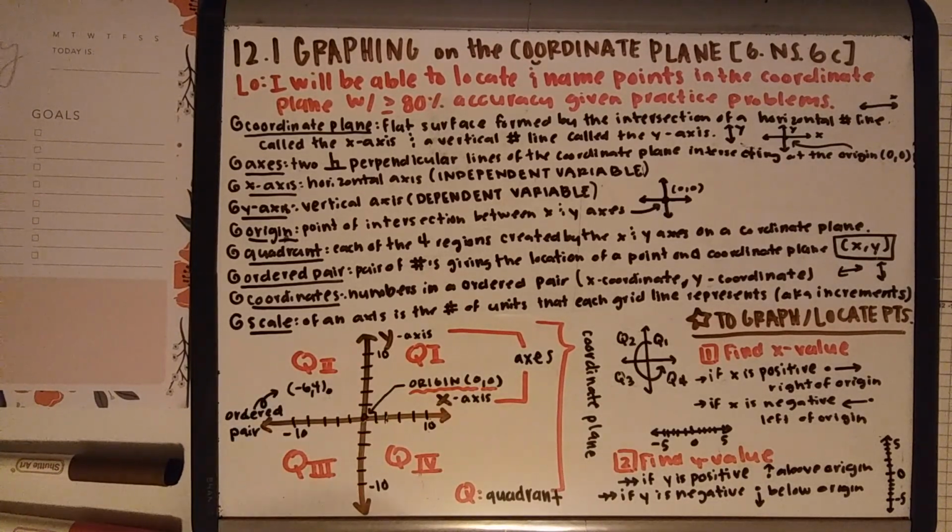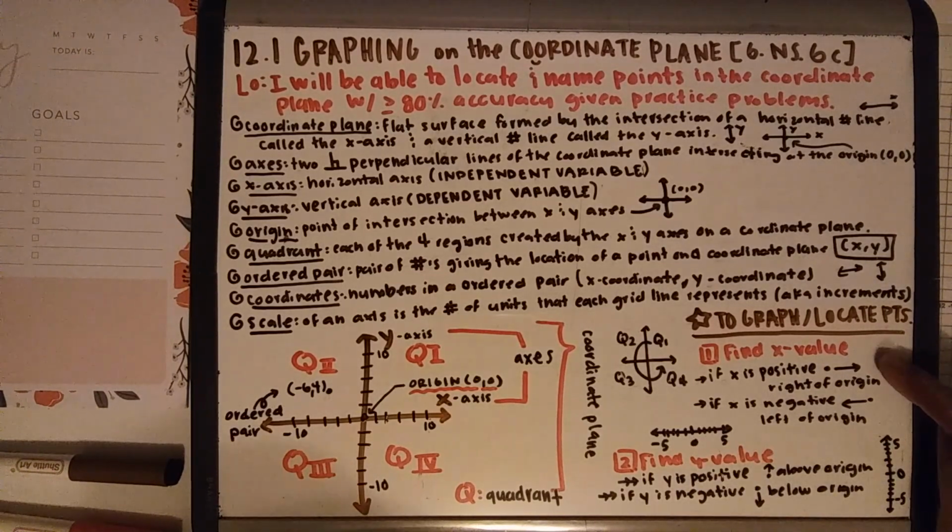Okay, so we're just gonna quickly go over graphing and locating points on the coordinate plane. So the first thing is to find the x value or locate it. And again, just remember your number line. When you have a number line, anything to the right of 0 is basically positive.